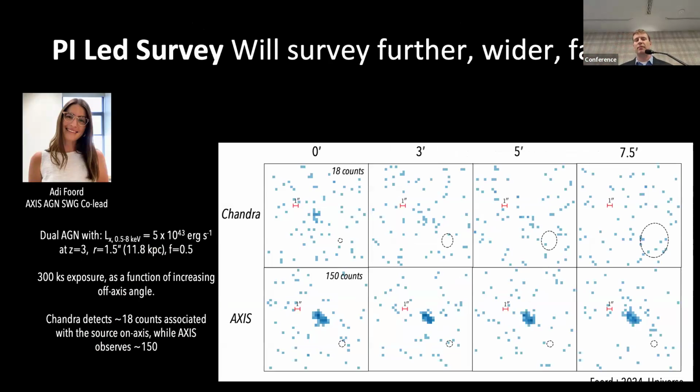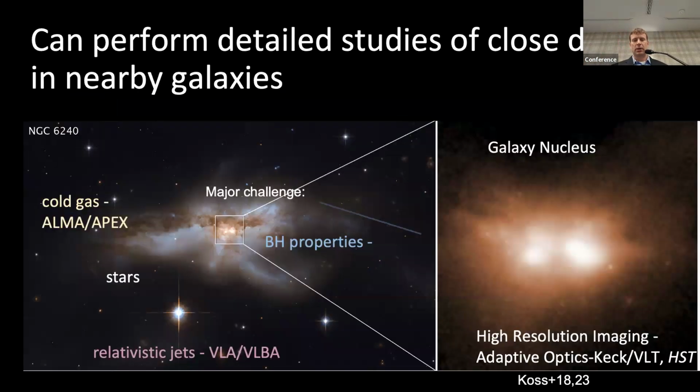So this is showing Chandra versus AXIS at different off-axis angles within the field of view. So as you go 3 arc minutes off or 5 arc minutes off or 7.5 arc minutes, you can see you really can't see the dual AGN in Chandra. And when you look at AXIS, you have 150 counts and you can clearly see the two sources. So it's really powerful to do this across redshifts.